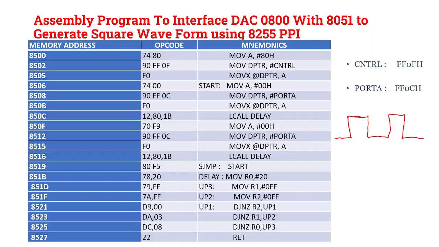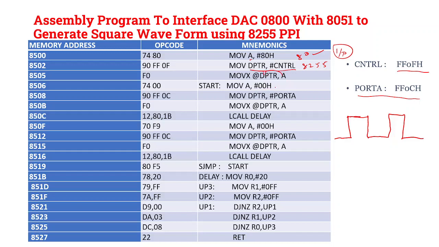Initially we'll initialize the control word of the 8255. The address is given here. This is the address for the control word of the 8255, and the port A address is taken. 80 means, according to the control word format, we'll take all the ports as output ports, in I/O mode format, not in bit set/reset format. The control word value is taken into A and the control word address is taken into DPTR. Transfer that value into DPTR.